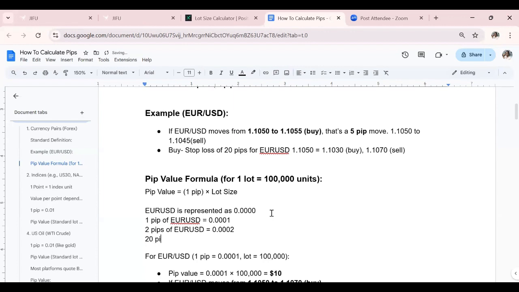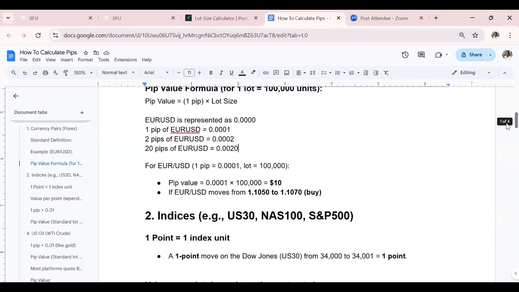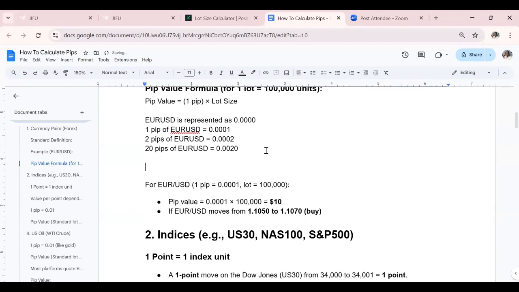20 pips of Euro USD is 0.0020. Yes, 0.0020, exactly. So now we want to know how much is 1 pip worth. That's the question. How much is 1 pip worth for a standard lot size?